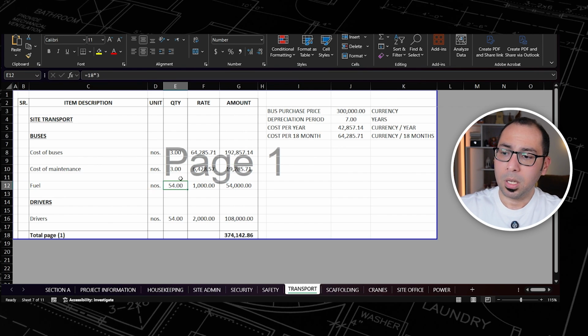Then for the fuel, here I have a quantity of 54. I am assuming that 18 months into 3 buses, so I have to refill the buses 54 times, and each time will be 1,000. So this is the fuel for the buses.